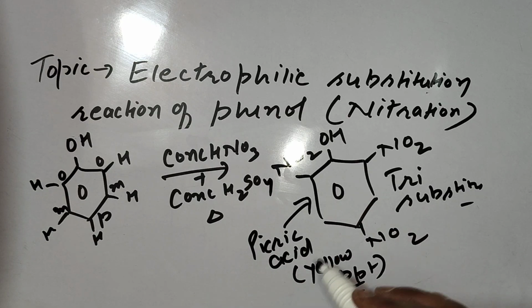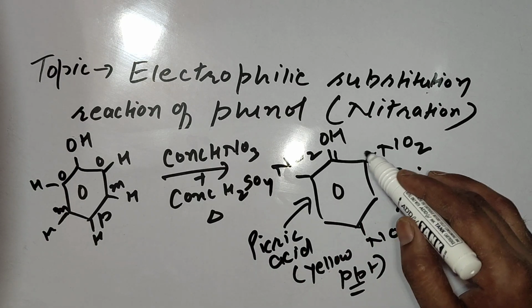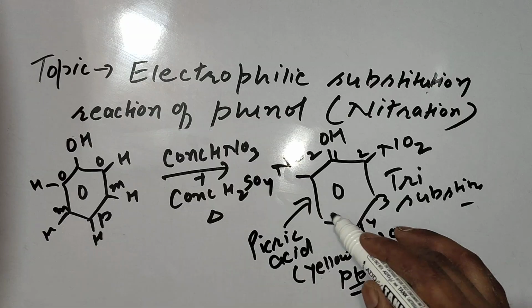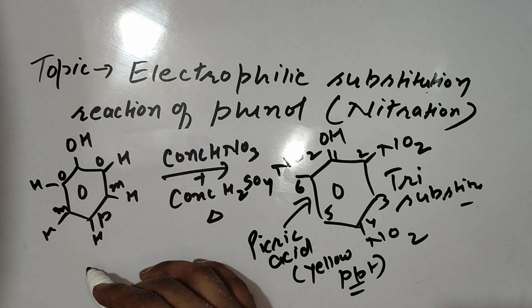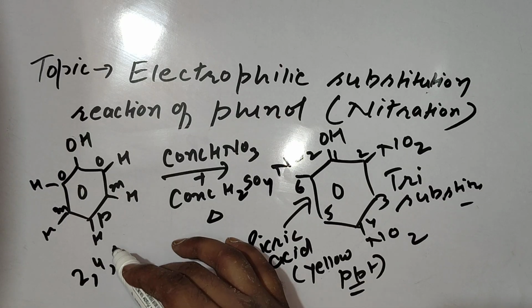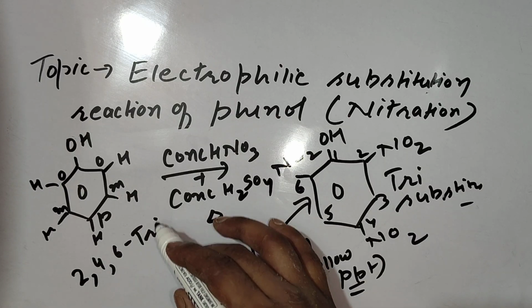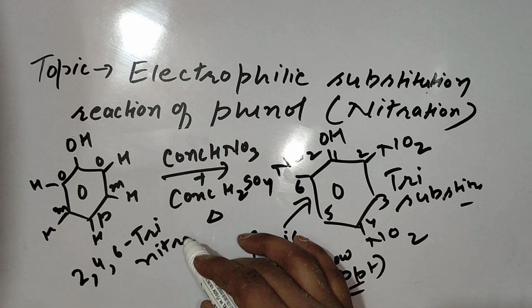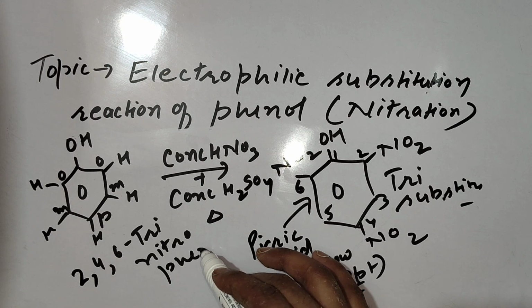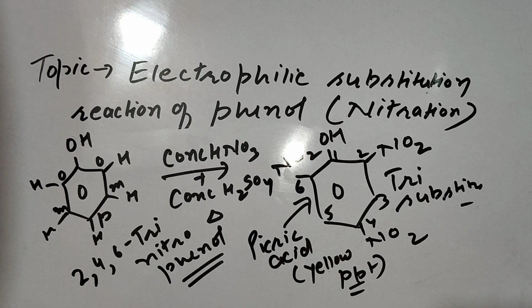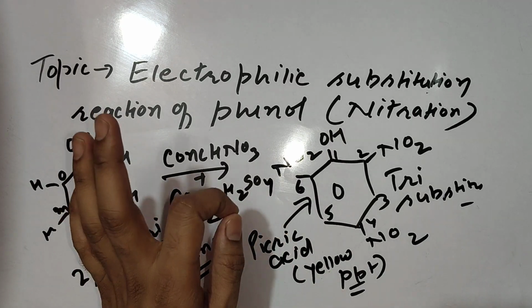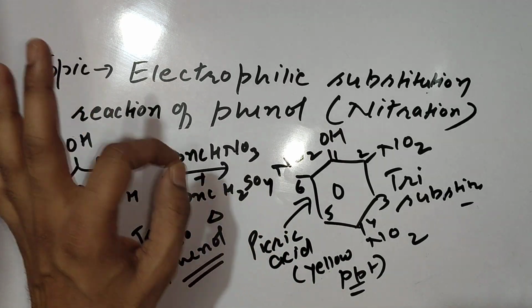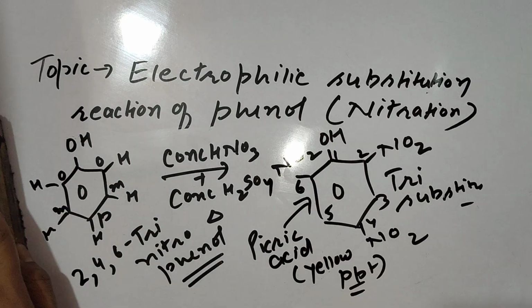If I talk about IUPAC naming, OH is the main functional group. 1, 2, 3, 4, 5, 6: 2,4,6-trinitrophenol. This will be generated. Now, the mechanism I will not discuss. The mechanism I have already discussed in previous videos.